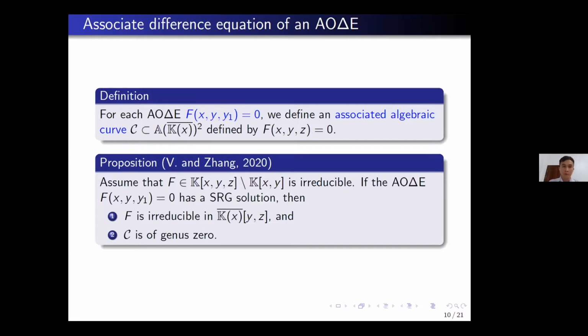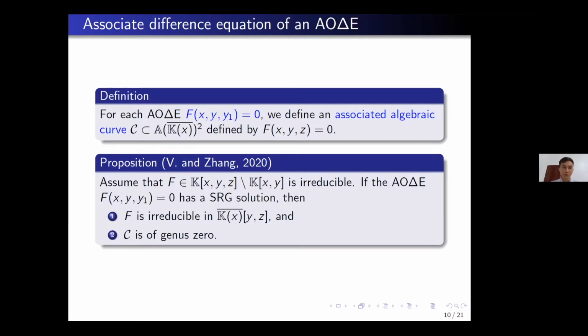And for an AODE of this form, we define an associated algebraic curve C on the affine plane over the field K(x) bar. That means the field of algebraic functions in x with coefficients in K. That means we consider y and y1 as the two new variables, and x to be the coefficient. Then we obtain an algebraic curve.